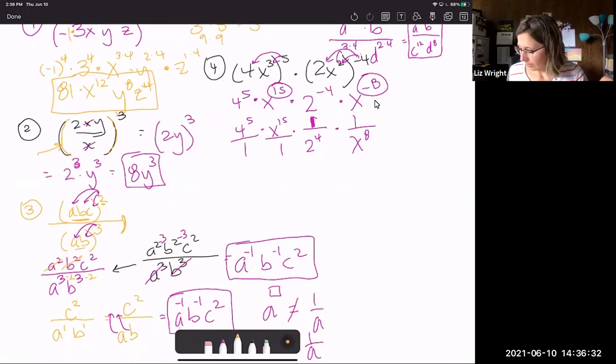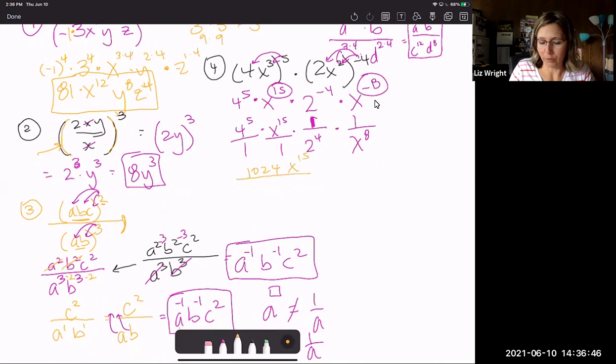So then I'm going to go ahead and say, well, what is 4 to the 5th? 4 to the 5th is going to equal 1024. And we've got x to the 15th all over 2 to the 4th, which is going to give us 16, x to the 8th. Let's take 1024 and divide it by 16. Let's see what we get. And it goes in evenly. And we end up getting 64.